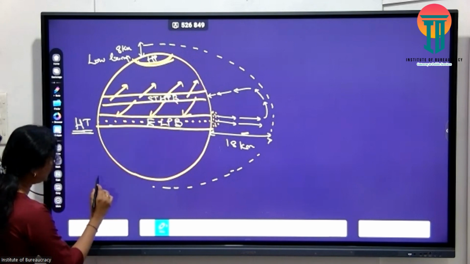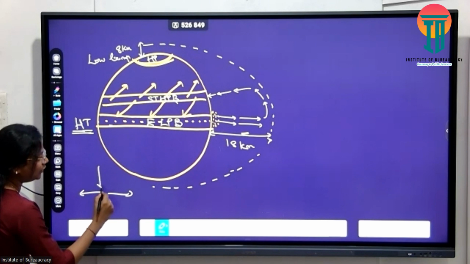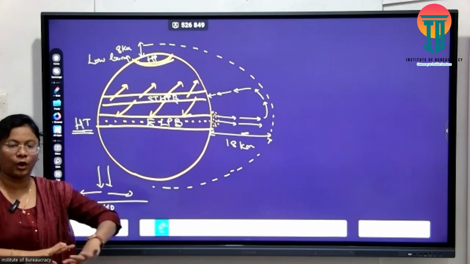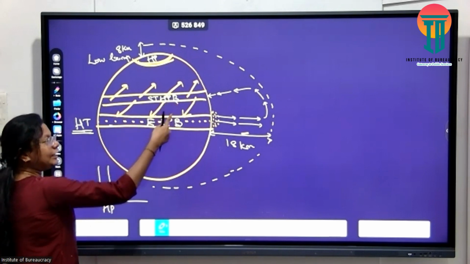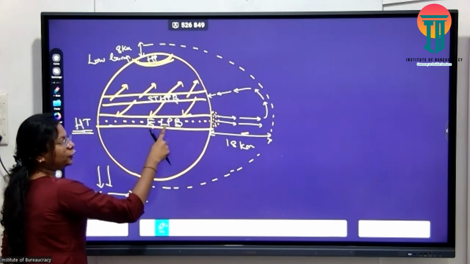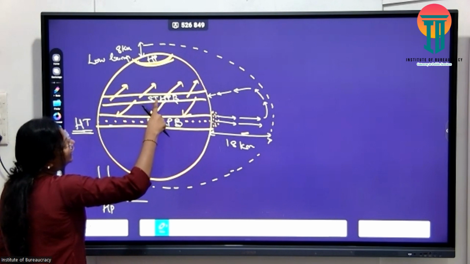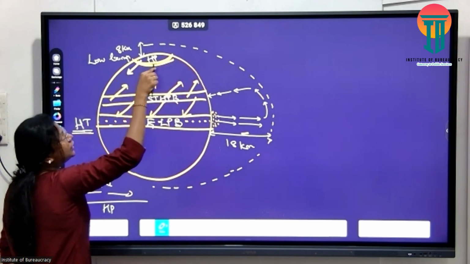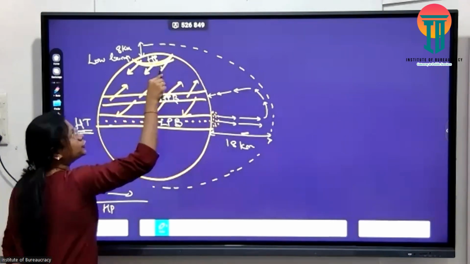Do you remember the diagram of high pressure? Divergence of wind. From the high pressure, the wind diverges throughout all regions. Where will it move to? Towards the equatorial low pressure. Here, from this high pressure, wind will start. Similarly, from this high pressure, wind will be produced.